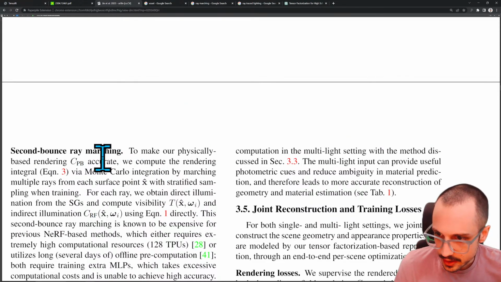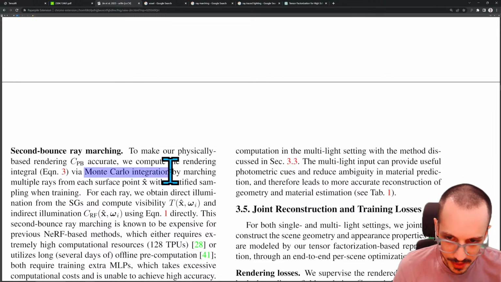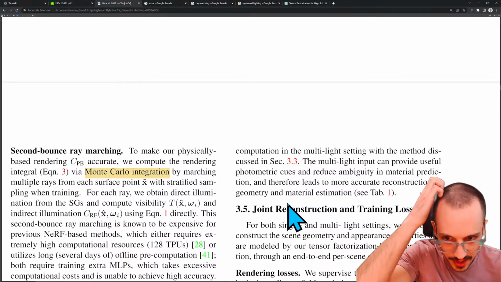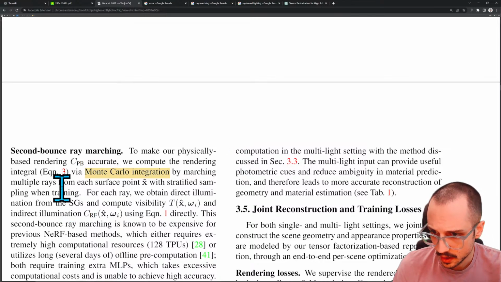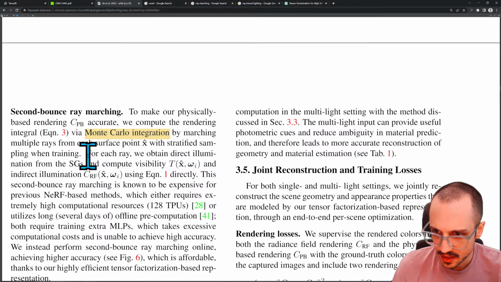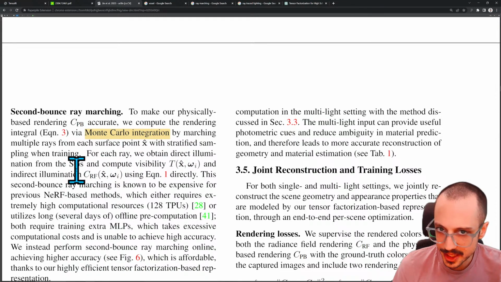We compute the rendering integral via Monte Carlo integration by marching multiple rays. So Monte Carlo here is basically a fancy way of saying brute force, which is basically just calculating a bunch of times, and then there you go. You have an estimate of your probability distribution. From each surface point X with stratified sampling when training. Each ray, we obtain direct illumination from the SGs and compute visibility and indirect illumination using equation 1 directly.